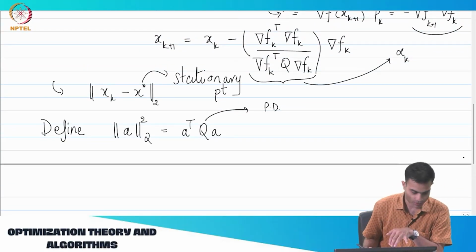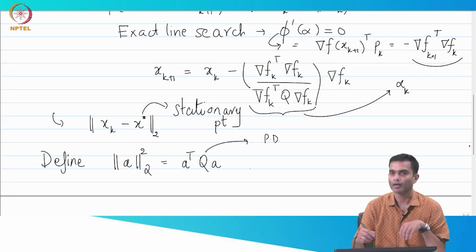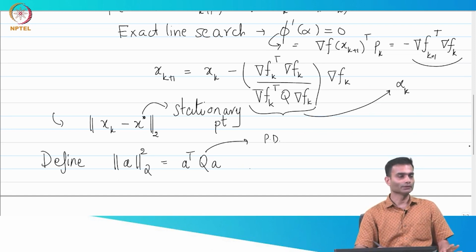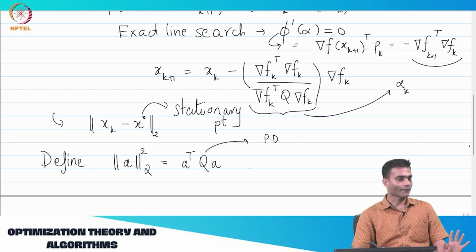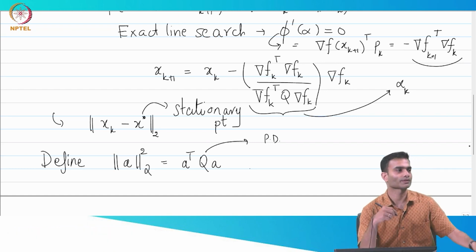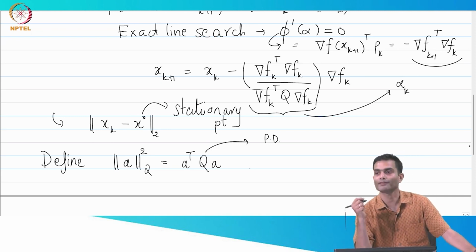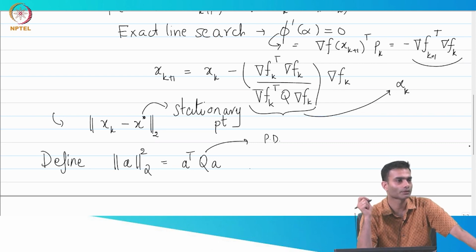So I'm going to use this norm in the rest of the analysis. Now we should know where we are heading. We are heading towards a stationary point. If I'm heading towards a stationary point, what is one of the qualities of the stationary point? How will I identify it? Grad f of x star should be 0, right?